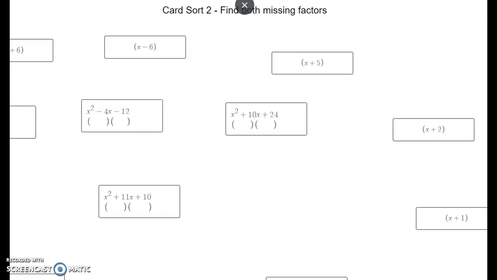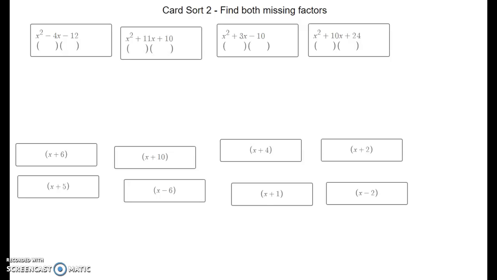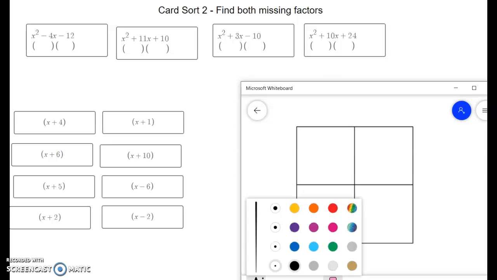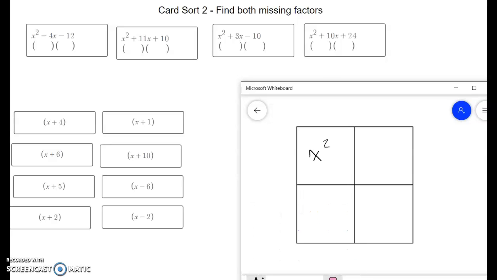Now we're going to do the card sorting. So again, the same exact thing. So now what we have to figure out is both sets. What I'm going to do on my paper, I'm going to make my own square here, and I'm going to start with this first one here. So x squared. I'm going to put x squared in this first box. Well, I know that it has to be x and x.